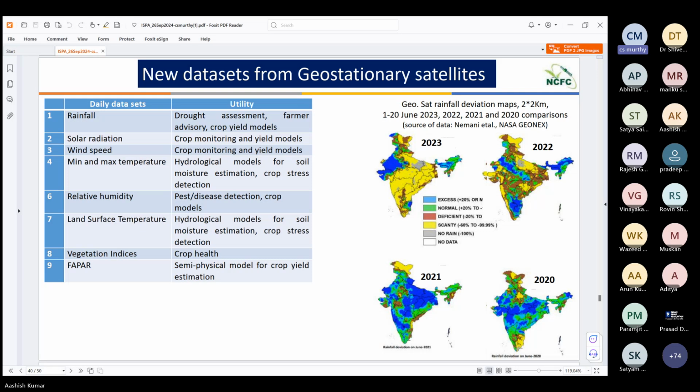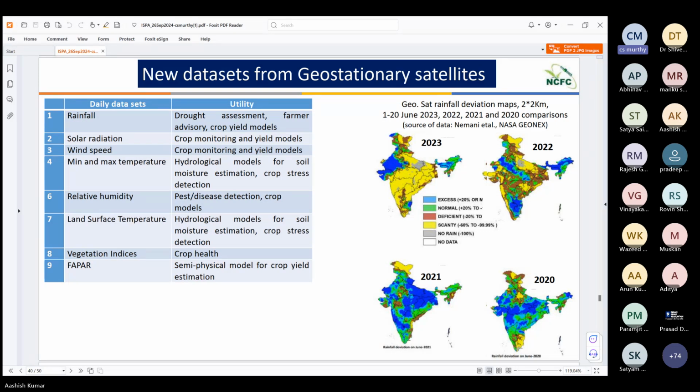These are the new data sets, because one of the agencies working in India, led by an ex-NASA scientist, generated them and made a detailed presentation to the Ministry of Agriculture in 2023, last year. They shared some of the data sets with the ministry, and MNCFC has evaluated them. For example, they are generating rainfall, solar radiation, wind speed, and vegetation indices, FFR. These weather variables are generated at 2 kilometer resolution.